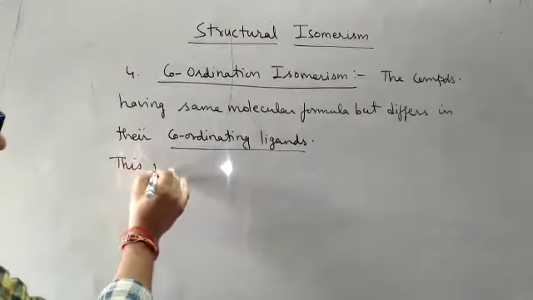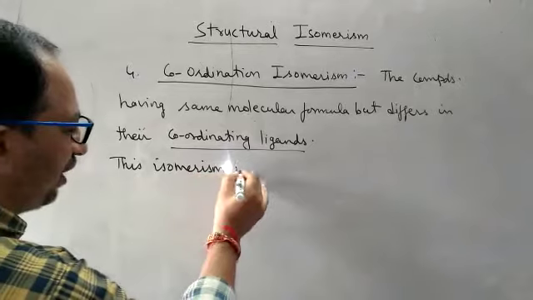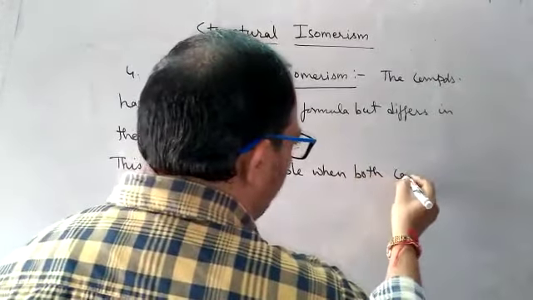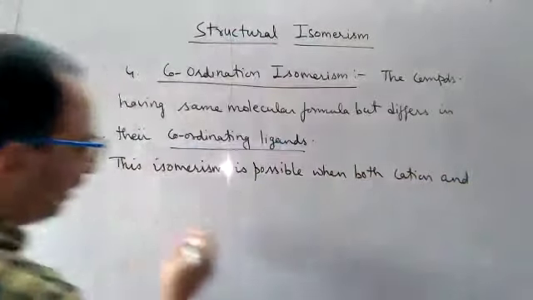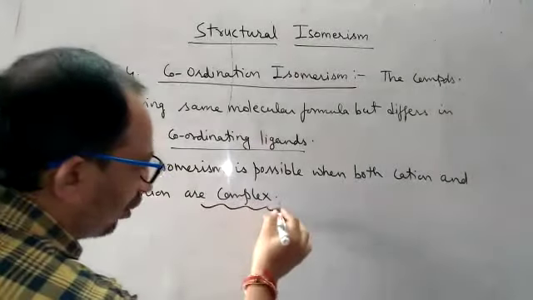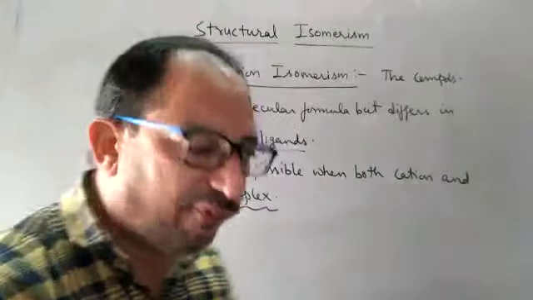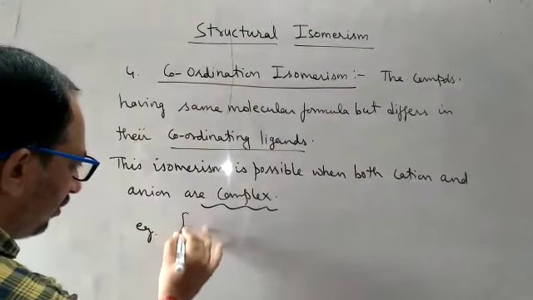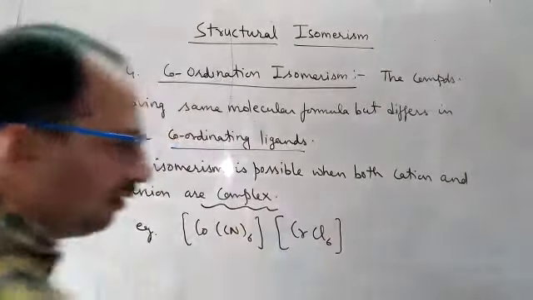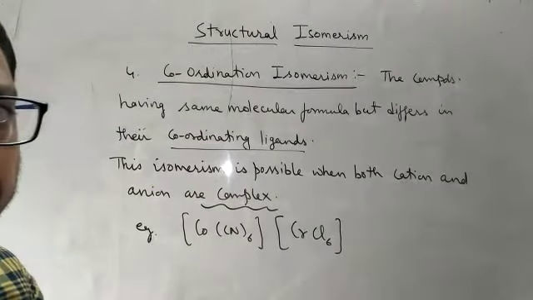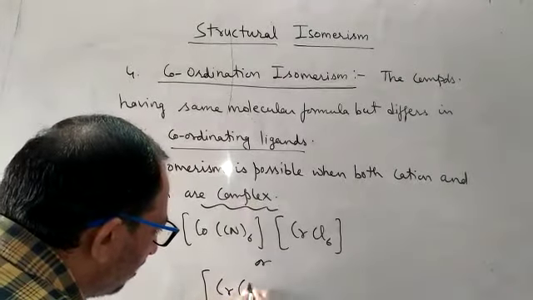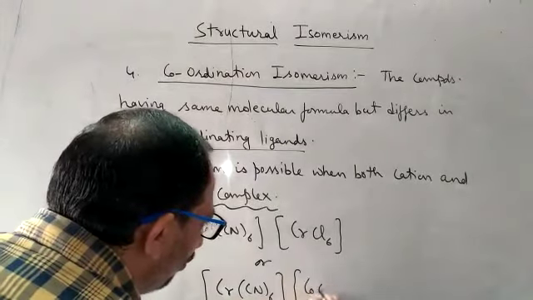So this isomerism is possible when both cation and anion are complex. Only then is it possible; otherwise this isomerism is not possible. For example, [Cr(CN)6][Cu(NH3)6]... cation and anion are both complex in nature. Now if I write this compound like this, [Cr(NH3)6][Cu(CN)6].